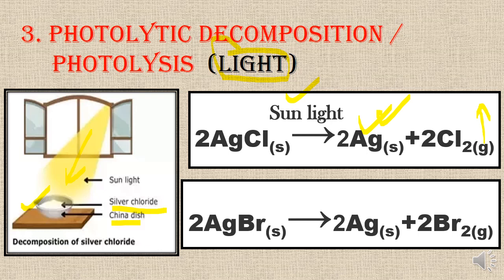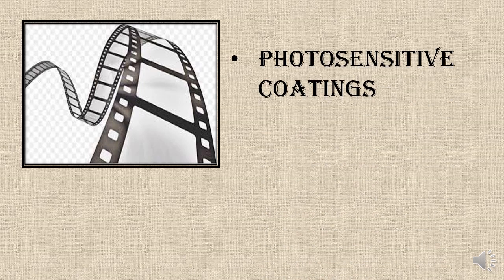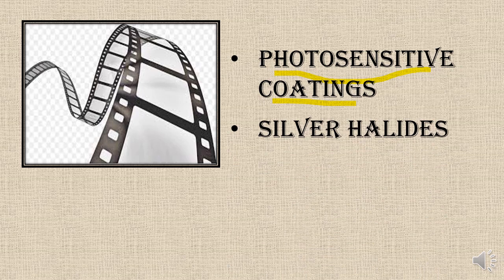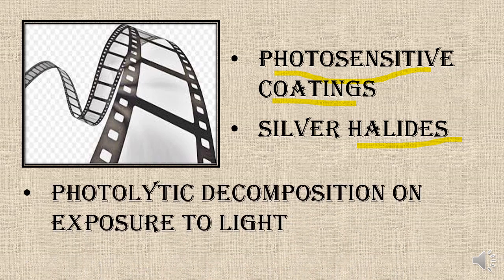Okay. Similarly, silver bromide, when exposed to sunlight, will be broken down into silver and bromine. One interesting fact here is that this type of chemical reaction is used in black and white photography. The photographic films contain photosensitive coatings made up of silver halides like silver chloride, silver bromide, etc. When they are exposed to light, they decompose to form silver and bromine, and the black and white photographs.